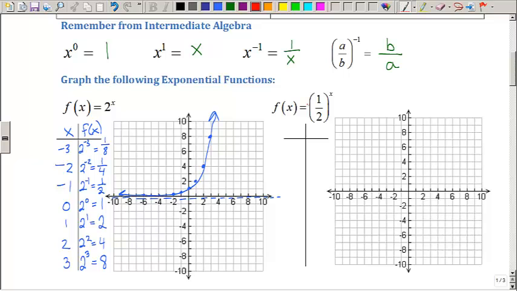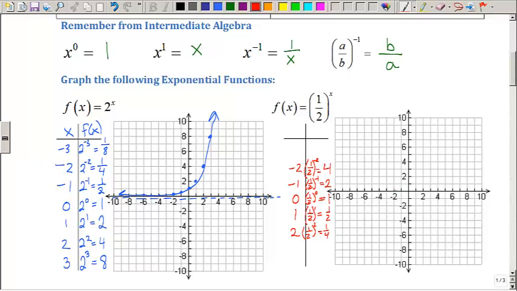Let's try this again with f of x equals 1/2 to the x. I'm going to start with my same 5 values. 1/2 to the -2. Well, the negative in my exponent tells me that my fraction inverts. So 1/2 inverted is 2. 2 squared is 4. 1/2 to the -1 again tells me that it inverts to 2 over 1, or just 2. 1/2 to the 0, well, that's always 1. 1/2 to the 1 is a half, and 1/2 to the 2 is a fourth.